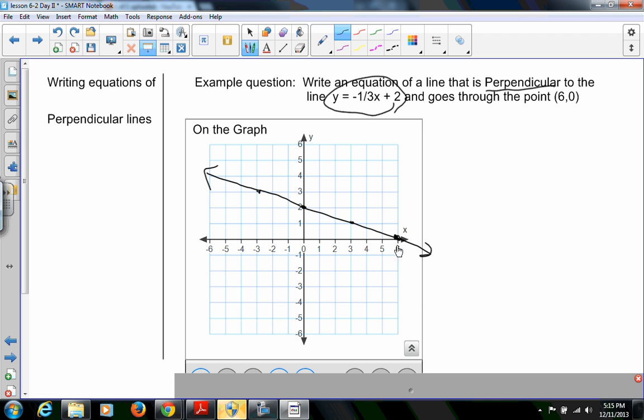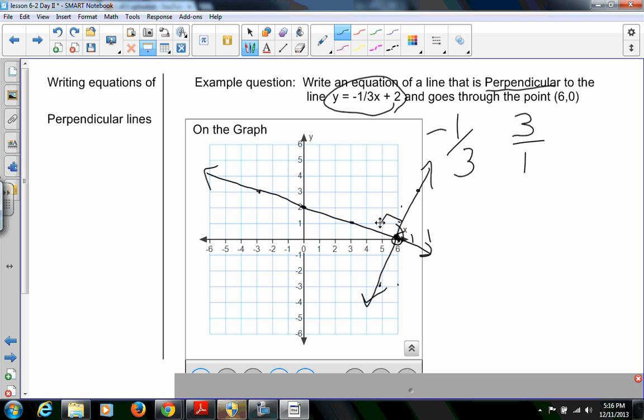Okay. And I need it to go through this point and have a slope that's the opposite reciprocal to negative 1/3. Well, that's going to be a slope of 3. Now this isn't great because my graph goes up off the line here. That means I'm going to have a slope of positive 3, which is really 3 over 1. So I go up 3, 1, 2, 3, and right 1, or I can go down 1, 2, 3, and left 1. So my line that is perpendicular to it looks like this.